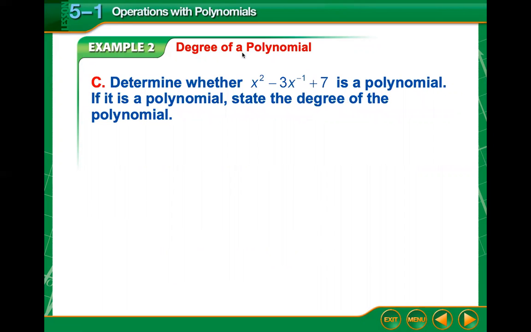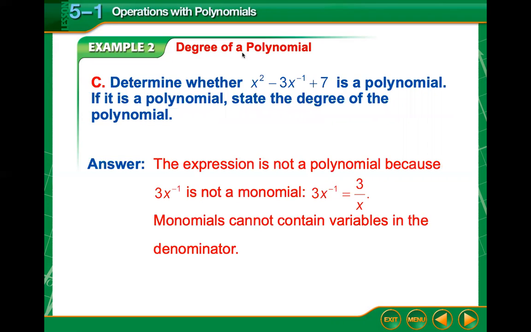So now we have x squared minus 3x to the negative 1 plus 7. Is this a polynomial or not? This is not a polynomial because by using the negative exponent property, we would move x to the denominator to get 3 over x. Monomials cannot contain variables in the denominator.